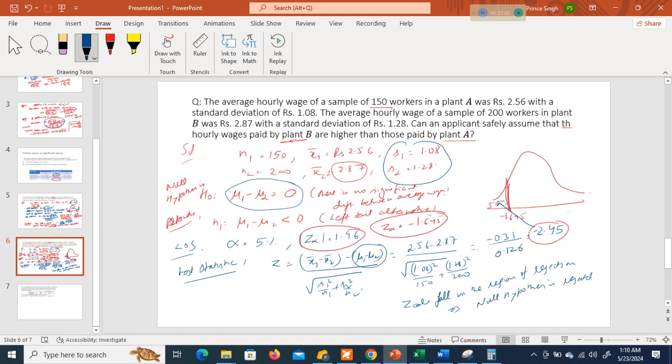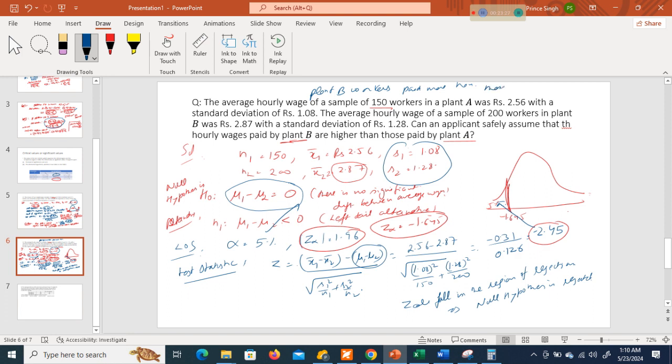So what can we conclude here? So we can conclude alternate hypothesis is true, means plant B workers are paid more than those by plant A, means the hourly wages paid by plant B are higher than those paid by plant A. So it means that the plant B workers are paid higher wages than plant A workers. Okay, so this is the conclusion in this case.